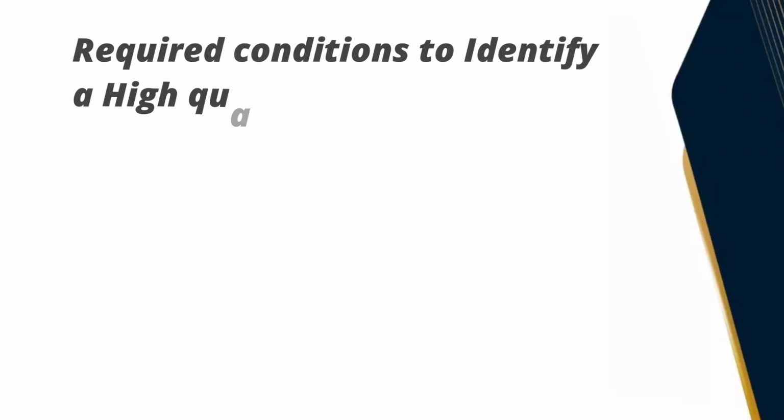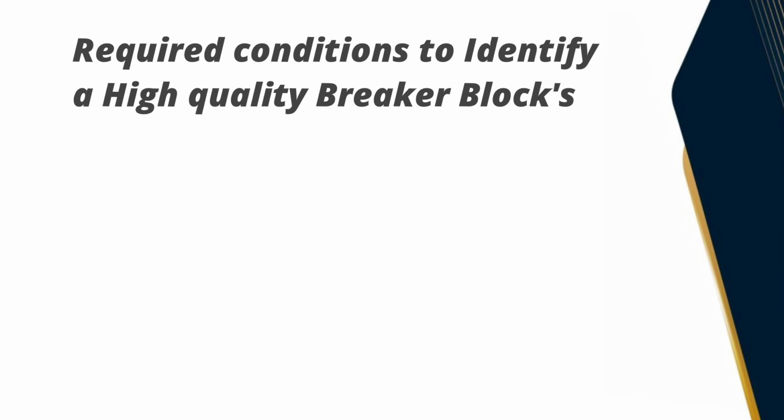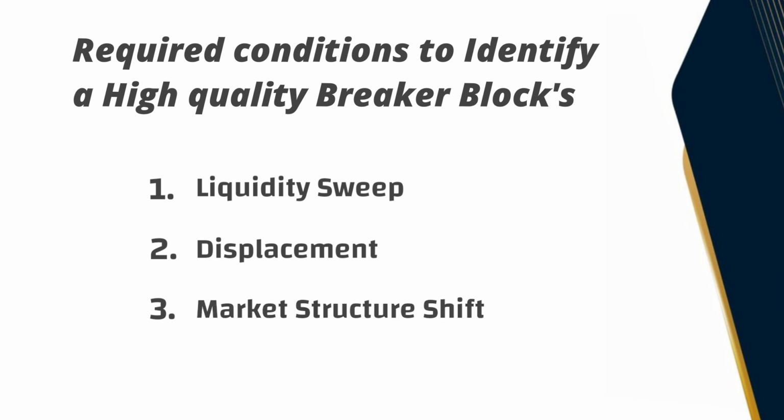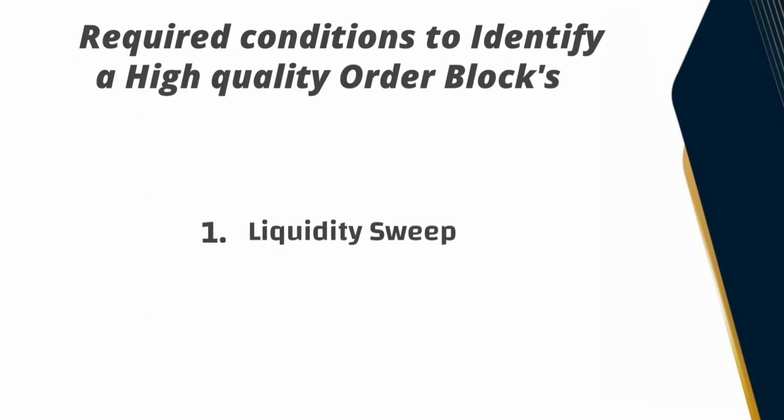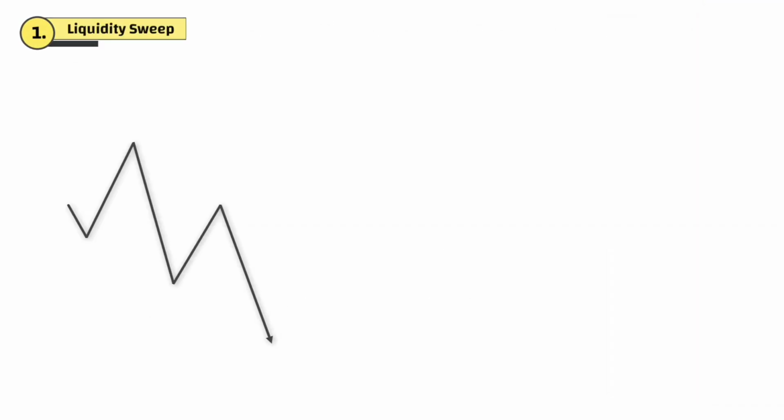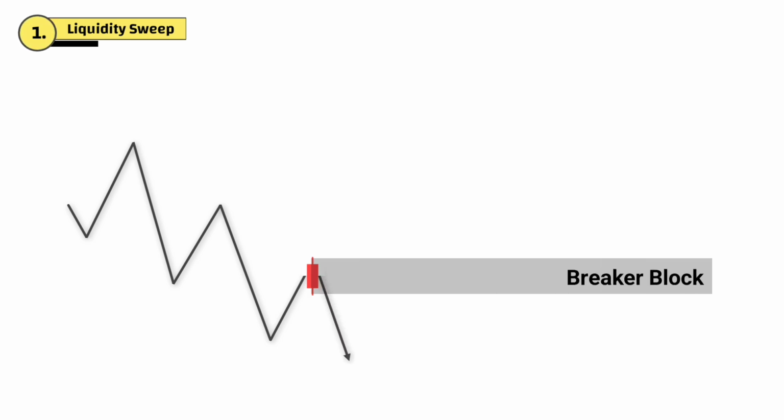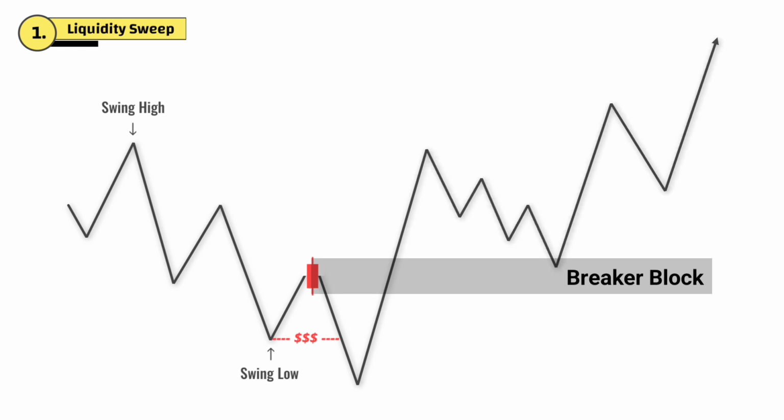The factors that should be considered when trading breaker blocks are summarized in 3 categories: liquidity sweep, displacement, and market structure shift. Let's start with the first, liquidity sweep. A breaker block is invalid without a liquidity sweep. Price must trade through a clear swing high or swing low where stop losses are clustered. This sweep is not optional. It confirms that liquidity has been engineered and taken before the structural shift.